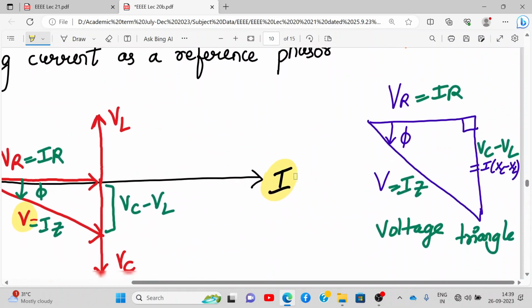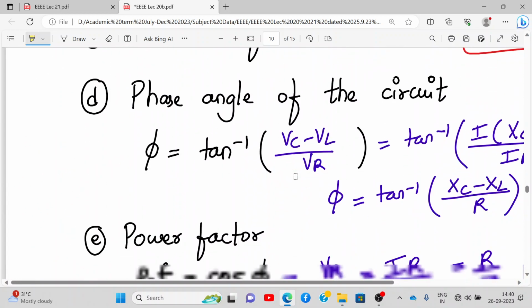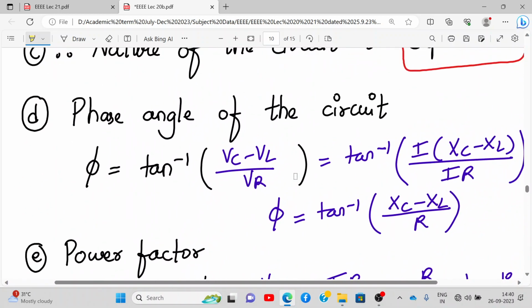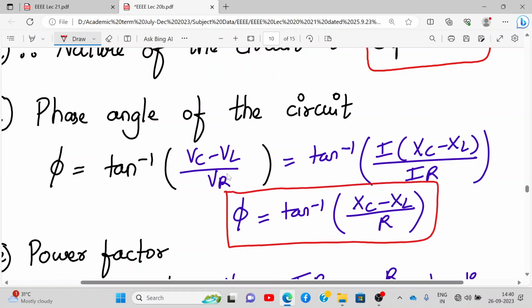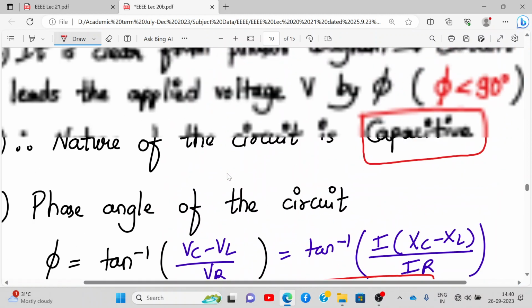What is the phase angle of the circuit? What will be tan phi? What will be phi? Tan phi will be VC minus VL upon VR. Got it? So if you simplify it further, phi will be tan inverse of XC minus XL upon R. Because not every time we have the value of VC and VL, but we might have the value of XC and XL.